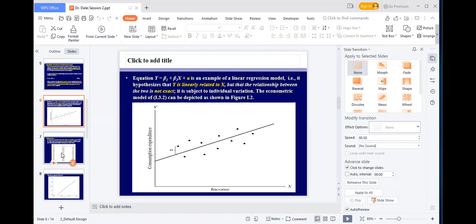The trend line that you can see, a straight line, is drawn here. That straight line is nothing but a regression line, which is showing the average relationship between consumption expenditure and income. Once again, I am telling you, on an average, it is showing some kind of relationship between consumption expenditure and income.